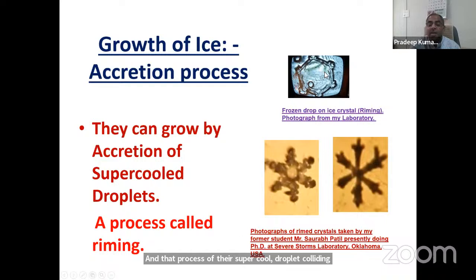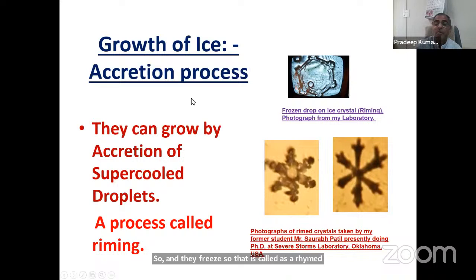And these photographs below are photographs of rimed crystals. Okay, these are from the actual atmosphere. This is the picture from my lab. And this is provided by my former student, Saurabh Patil, from CVS Storms Laboratory, Oklahoma. So this is a rimed crystal where a lot of supercooled droplets have collided and frozen. So the drops collide on these ice crystals and they freeze. So that is called a rimed crystal.